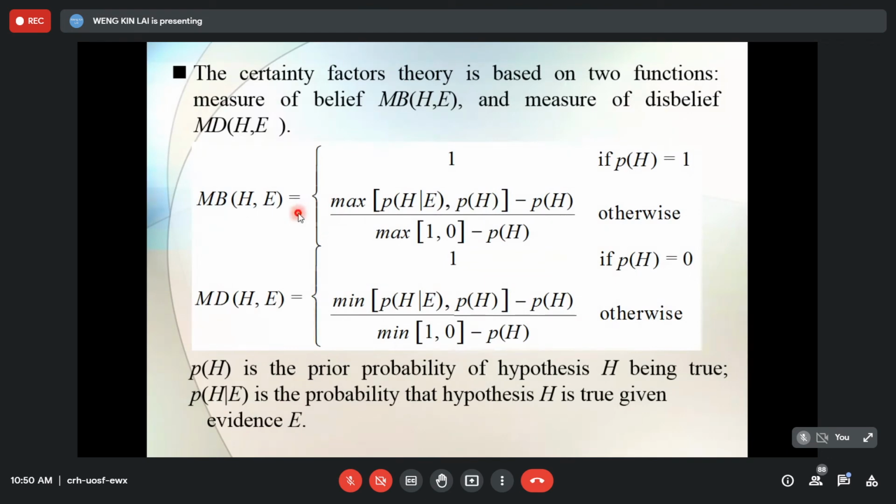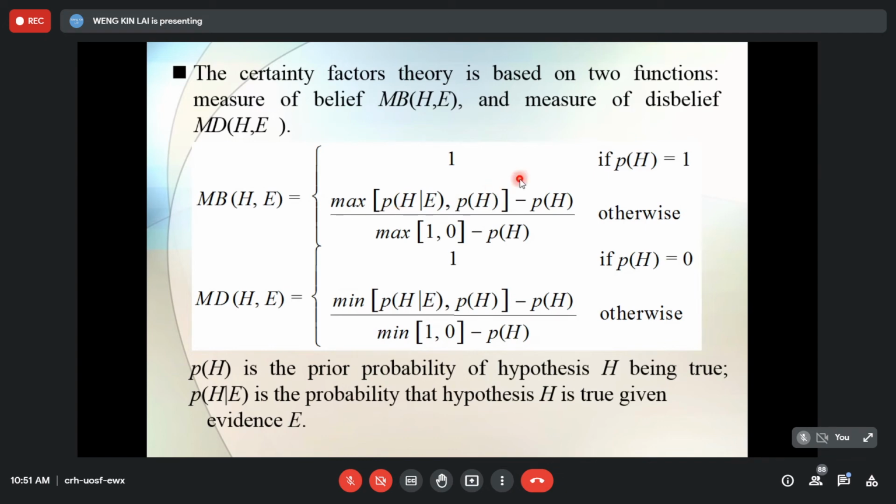Now, the certainty factors theory is based on two functions. Basically, the measure of belief, how true is the event. Measure of belief will be based on the hypothesis and the evidence. And then at the same time, there's also the other side, which is your measure of disbelief, the not part that is not true. Measure of disbelief. Let's look at it.